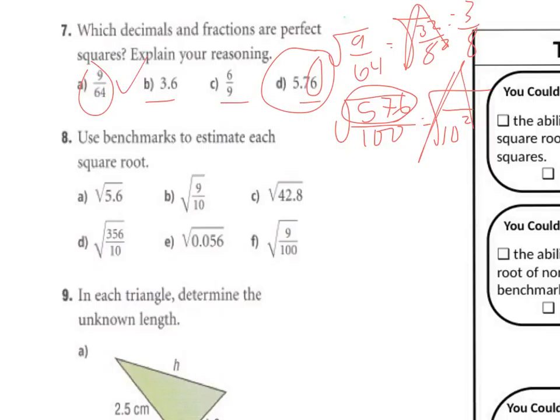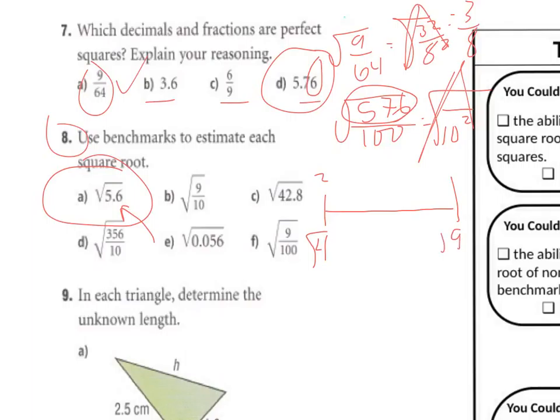Now we get into something called benchmarks. So number 8, benchmarks, all we're doing is we're looking for perfect squares on either side of a number. Sometimes it's a little bit more confusing than it should be. So if I looked at a number line, and I looked at numbers close to 5.6, I know that 4, which is a perfect square, I get 2. I know that 9 is my next perfect square, and I get 3. Here's my halfway point between 2 and 3.